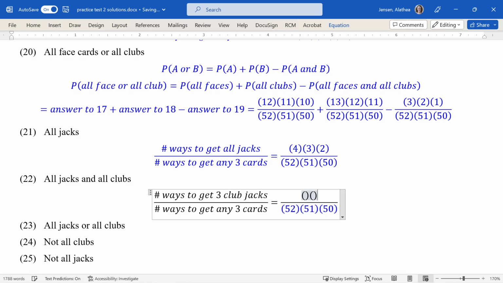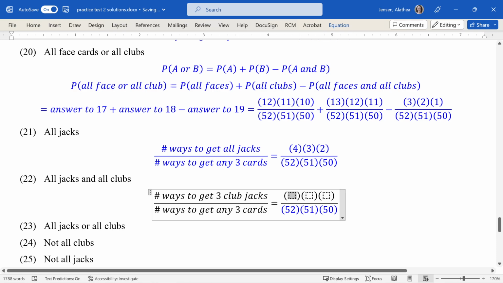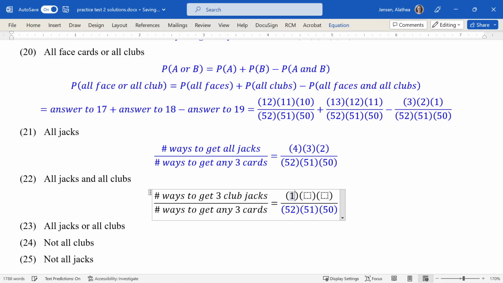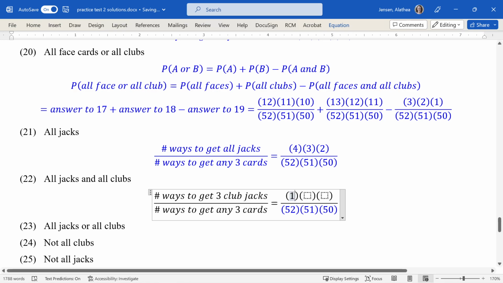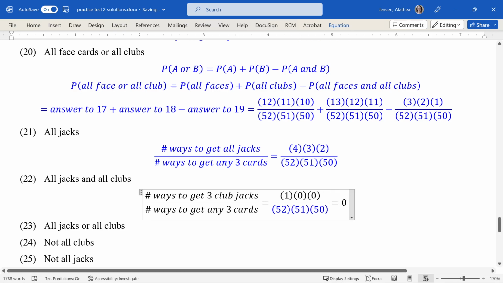For the top, I want to know how many options for the first card, and it needs to be both a club and a jack. Well, there is only one card that is both a club and a jack, so that number is going to be 1. And then once you've taken that out of the deck, you've got nothing left for the second cards. So even if you didn't realize right away that this was impossible, hopefully you would realize it after you started putting these numbers together. This is an impossible event, so the probability is 0.